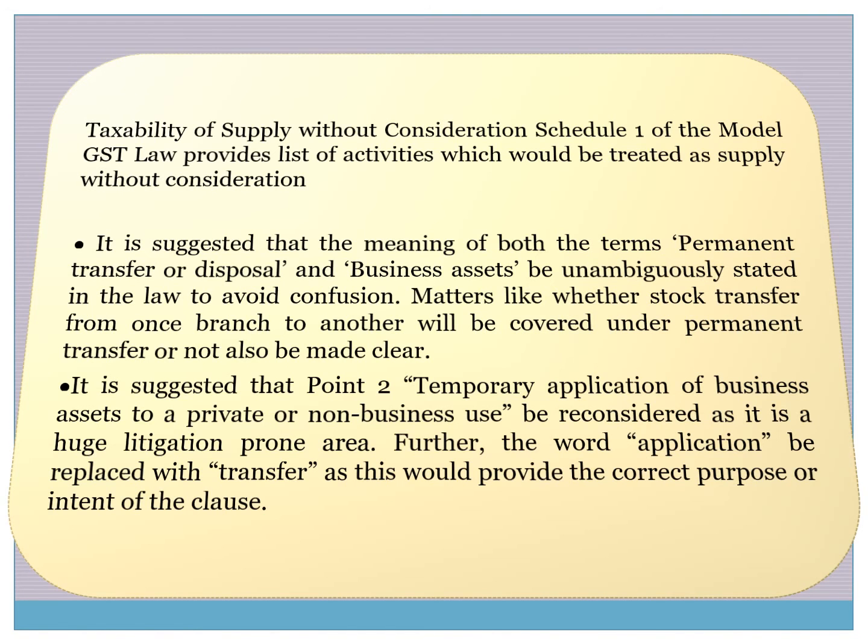Next suggestion is regarding Schedule 1, which provides list of activities which will be treated as supply without consideration. Clarity is sought in the meaning of the terms permanent transfer or disposal and business assets. Matters like whether stock transfer from one branch to another will be covered under permanent transfer or not also to be made clear. It is suggested that point 2, temporary application of business assets to a private or non-business use, be reconsidered, as it's a huge litigation prone area. Further, the word application be replaced with transfer, as this would provide the correct purpose or intent of the clause.